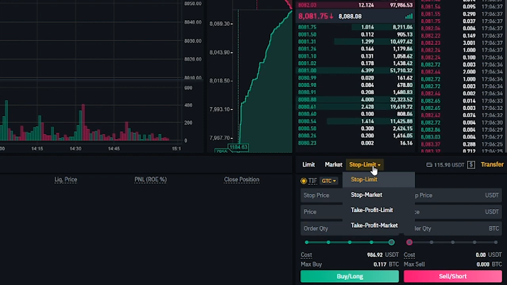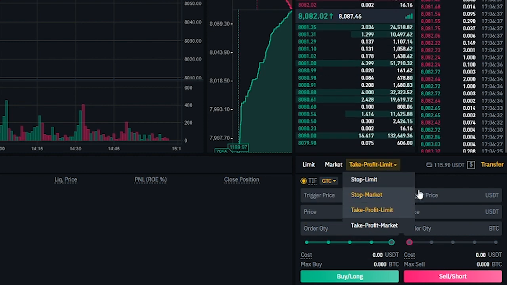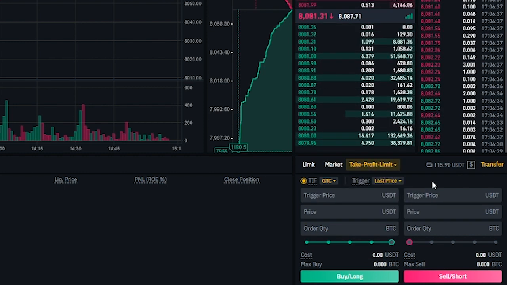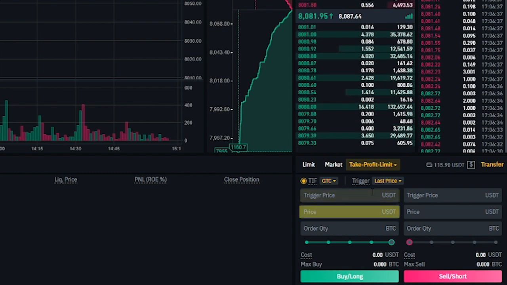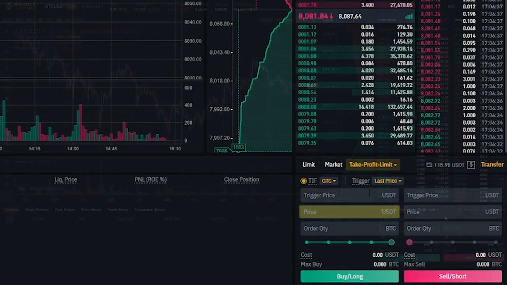Take profit limit orders. As the name suggests, this is mainly used to set a price at which you want to close or partly close your positions in profit. Your trigger price is when you want your order to be placed in the order books. The price tab shows the moment you want to buy.